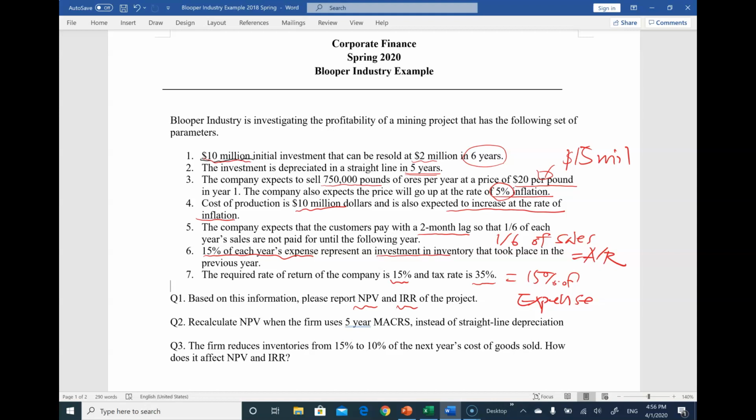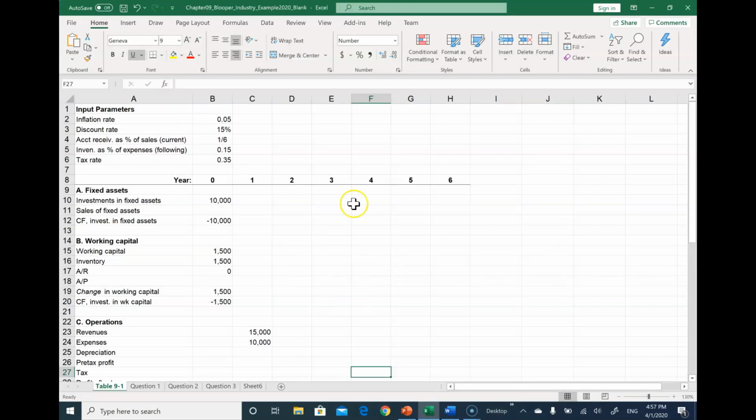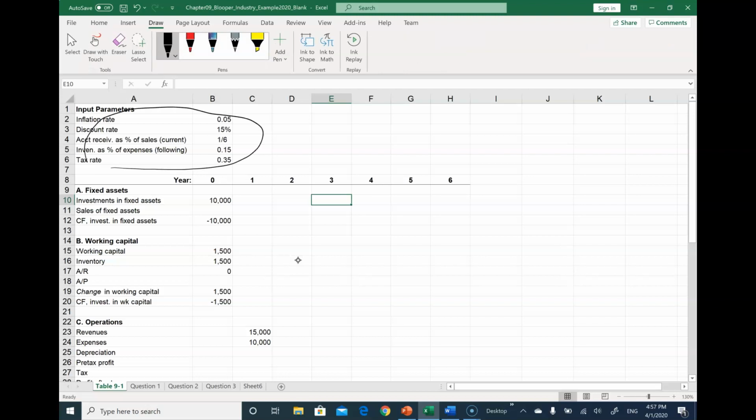Okay, so let's put together an Excel file. This is the template that I created, and again, this is available on Moodle, so you can download it, and you can also look at the answers to this question on Moodle. To review the template, as I told you before, we will put all the input parameters in the upper left-hand corner here.